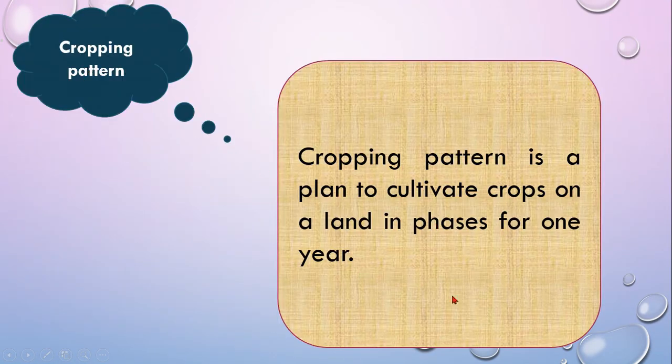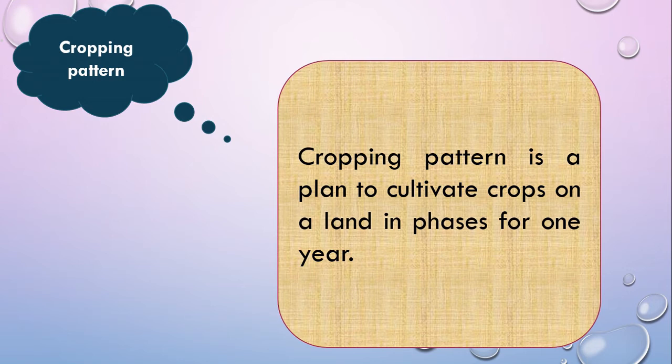Next one is cropping pattern. What is cropping pattern? Cropping pattern means planning the crop cultivation in a year. That means in a year there will be three crop seasons, which are Rabi season, Kharif 1 and Kharif 2. Rabi season means winter crops, Kharif 1 means summer crops, and Kharif 2 means rainy season. So in these three seasons, which crop is cultivated and at which time, that is called the cropping pattern.